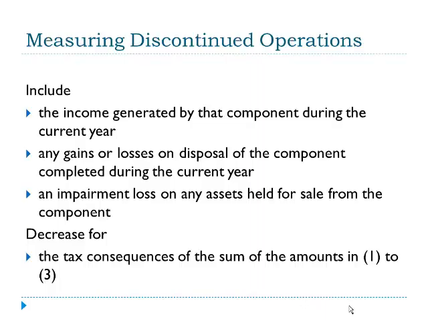When we measure the amount that's recorded into income from discontinued operations, the following items would be included: any income generated by that component during the current year, even the time before it was decided that its operations were discontinued; any gains or losses on disposal of the component that were completed during the current year; and any impairment loss on any assets held for sale from the component. Discontinued operations are also adjusted for the tax consequences of the income that's generated from the discontinued operations.